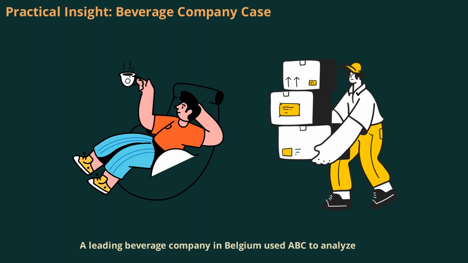A leading beverage company in Belgium used ABC to analyze its cost to serve, CTS, and streamline its distribution processes. By implementing ABC, the company gained detailed insight into costs, enabling fair internal charging and process optimization. The result was improved efficiency, reduced cost, and alignment with corporate strategy, demonstrating the real-world value of ABC.